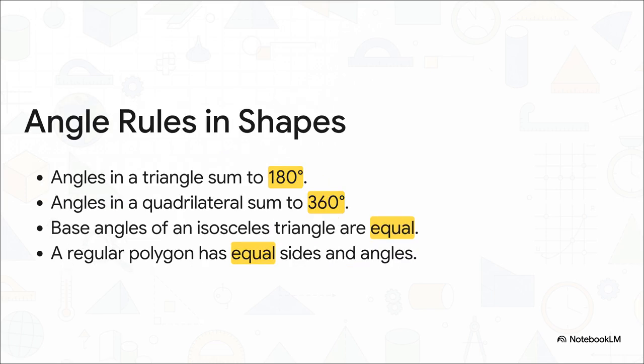Now, let's see how those rules work in actual shapes. You know, angles in a triangle add up to 180, and in a quadrilateral, it's 360. But here's a pro tip for your exam. Remember the isosceles triangle. It's not just about 2 equal sides, it's the 2 base angles being equal that examiners absolutely love to hide in plain sight.